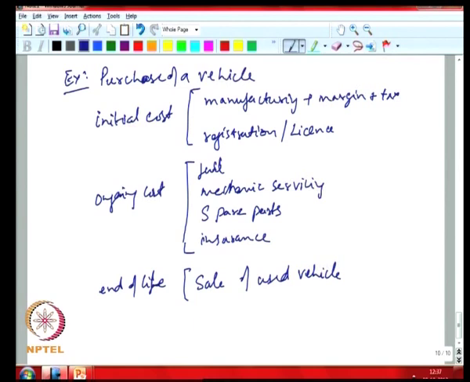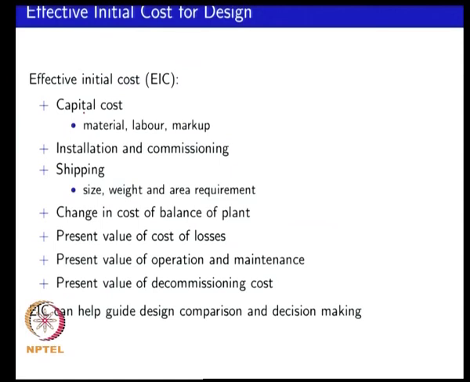So, if you look at what goes into the effective initial cost calculation, you might have your capital cost, which might have the material, labor, markup, etc. You also have upfront cost corresponding to installation, commissioning of a DG unit. You might also have shipping cost, say your wind turbine might be produced somewhere in Goa, it might have to be installed in Tamil Nadu.